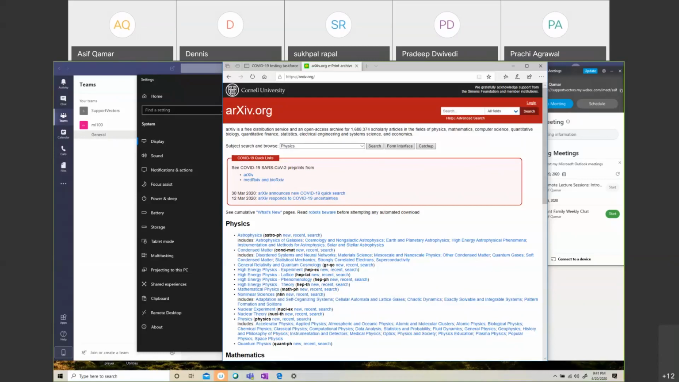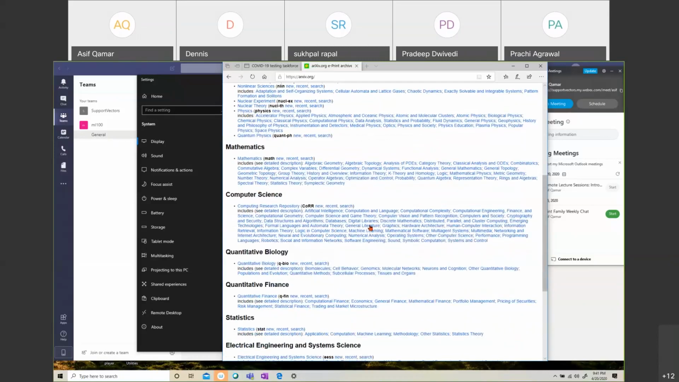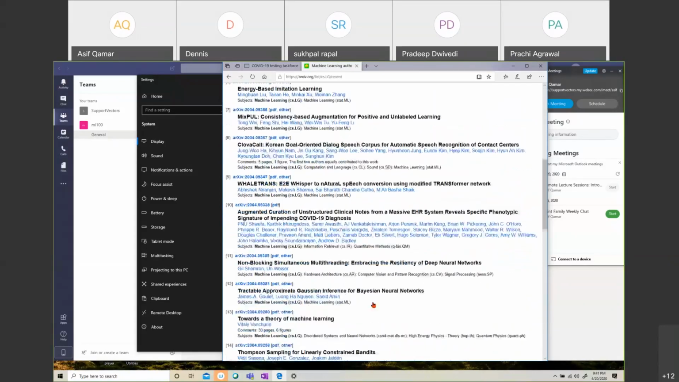So all papers show up here. If you have a paper of interest in your field, you just go into your field. You see it here. So you have artificial intelligence, for example, and machine learning. You can go into both of these. Those are both areas. Let's go to machine learning. Right, you can see all sorts of papers. This is just for today.